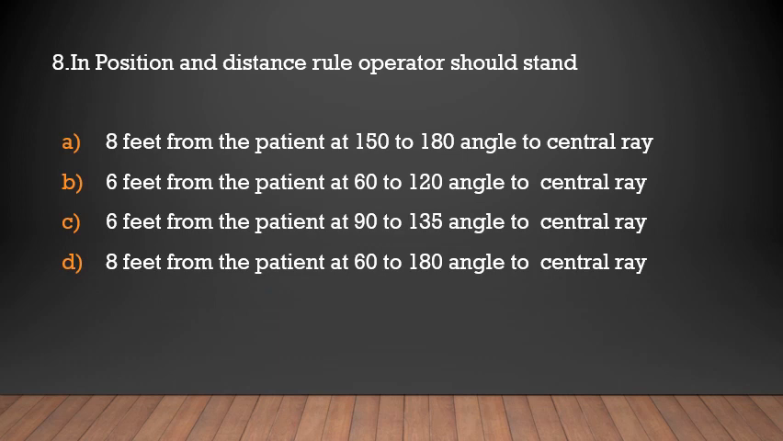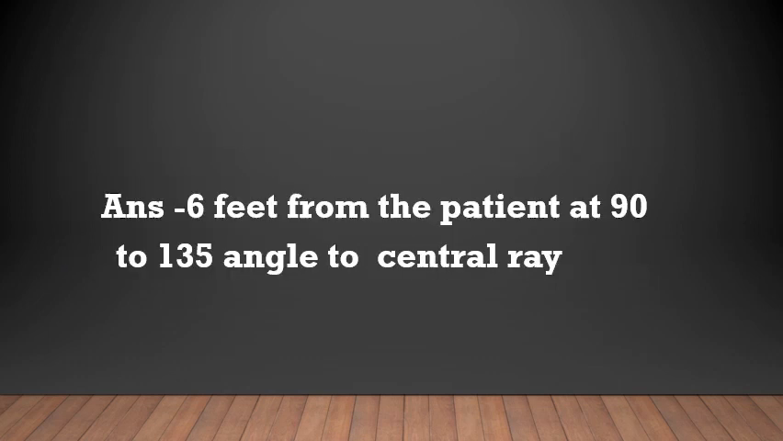In position and distance rule, operator should stand 8 feet from the patient at 150 to 180 degree angle to central ray, 6 feet from the patient at 60 to 120 angle to the central ray, 6 feet from the patient at 90 to 135 angle to central ray, 8 feet from the patient at 60 to 180 angle to the central ray. 6 feet from the patient at a 90 to 135 angle to the central ray.